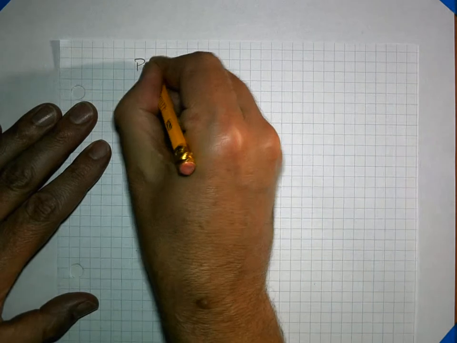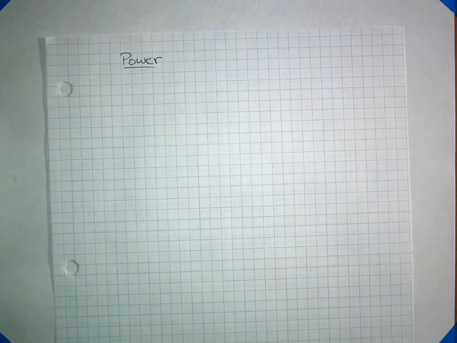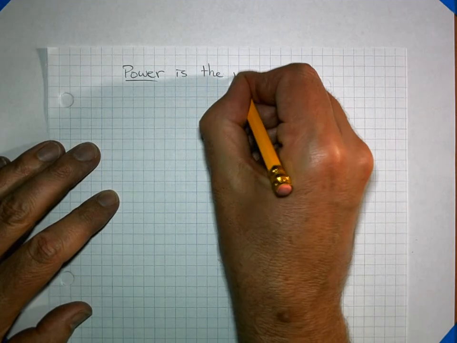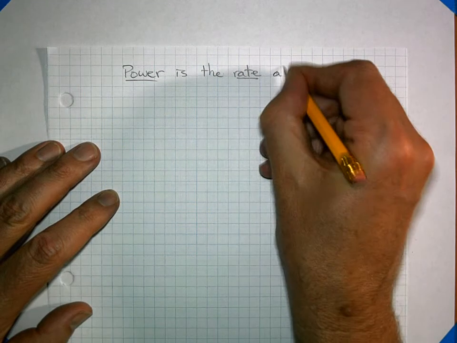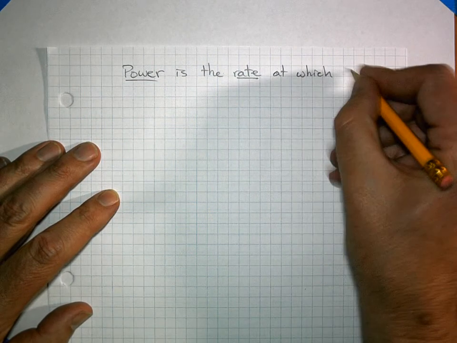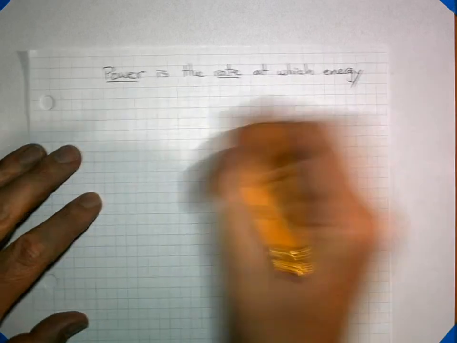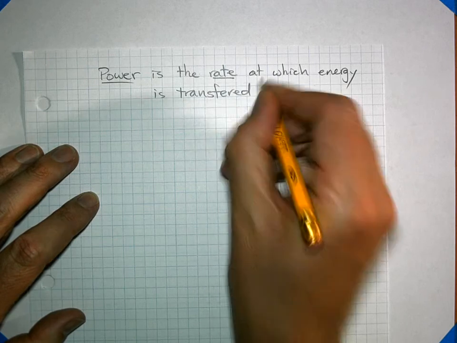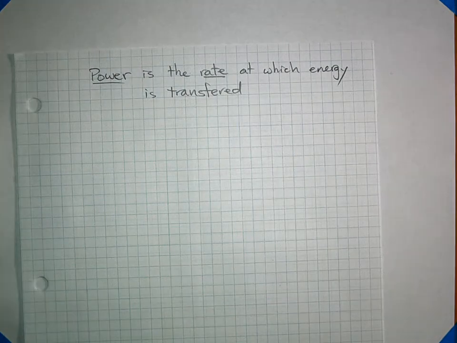So let's move on. Let's talk about power. Now, what is power? What does it mean to be powerful? If you are powerful, that means you can do a lot of work in very little time. It's a rate. Power is the rate at which energy is transferred. Okay, power is the rate at which energy is transferred.